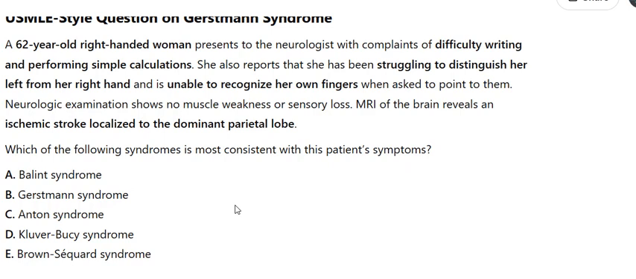Neurologic examination shows no muscle weakness or sensory loss. MRI of the brain reveals an ischemic stroke localized to the dominant parietal lobe. Which of the following syndromes is most consistent with this patient's symptoms?